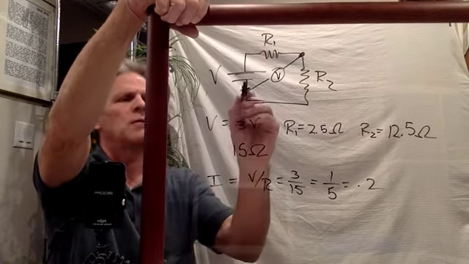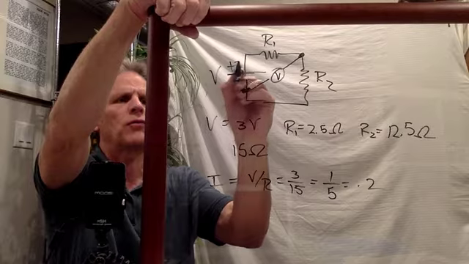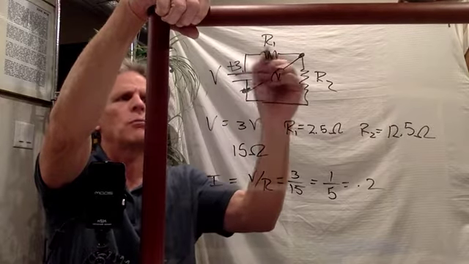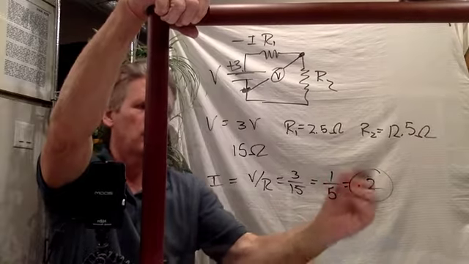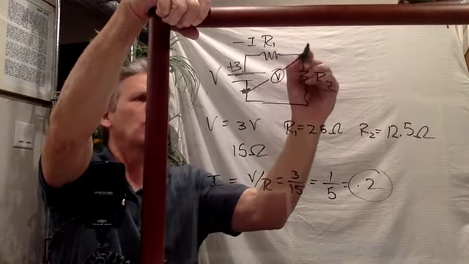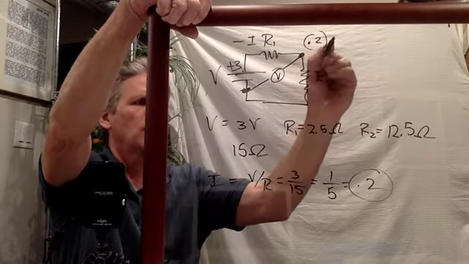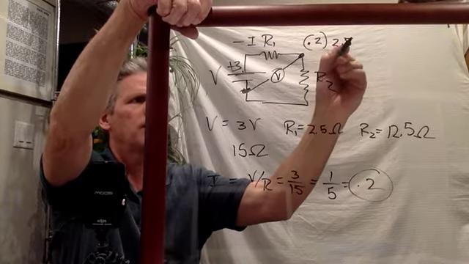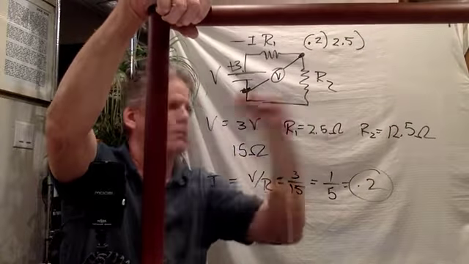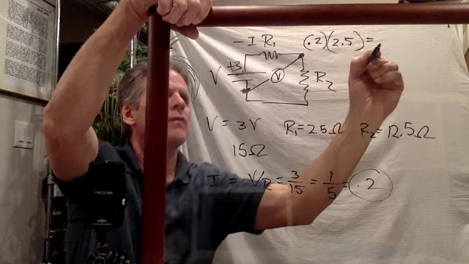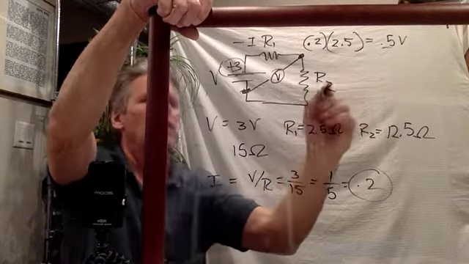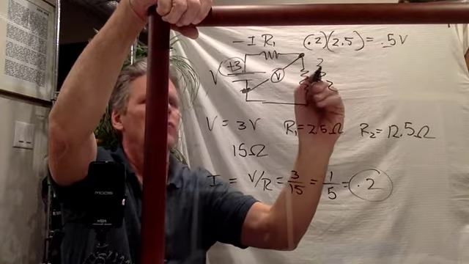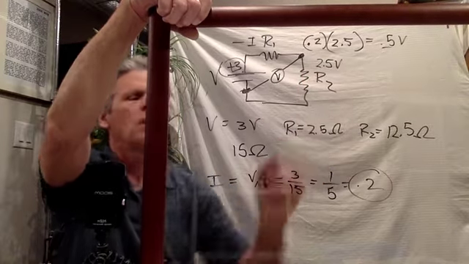Well, what does that mean? From here to here, it's going to be plus 3. And then what is it here? You're going to minus IR1. Well, what is the I? I is 0.2. So just 0.2 times 2.5 is going to be 0.5 volts. We start from 3 minus 0.5. The voltage between here is 2.5 volts.